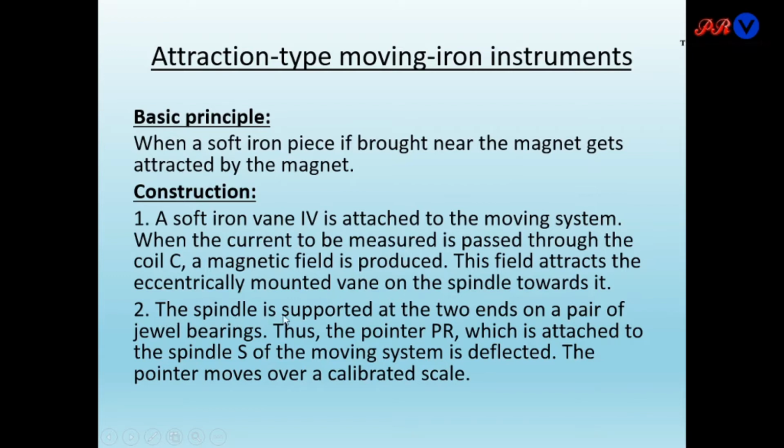Second, the spindle is supported at the two ends on a pair of jewel bearings for movement purpose. Thus the pointer PR, which is attached to the spindle S of the moving system, is deflected. Whenever current is passed through the coil, the spindle will move, and this spindle moves on the jewel bearings. The pointer is attached to this spindle, so the pointer also gets deflected. The pointer moves over a calibrated scale.